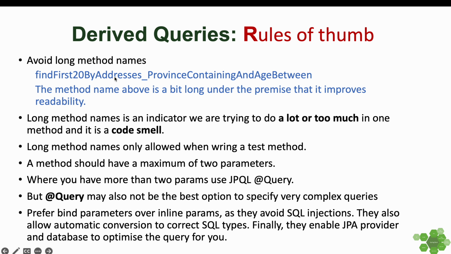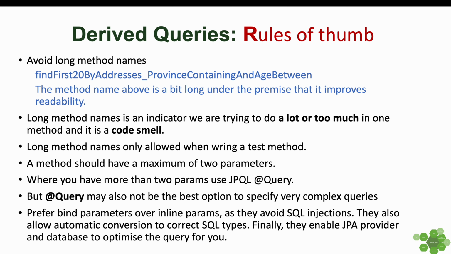So you see what we are doing here. We are saying find first 20 by addresses underscore province containing and age between. This is too long. Although it's readable, it's too long. So avoid long method names. A long method name is an indicator that we are trying to do a lot or too much in one method, and it is a code smell.